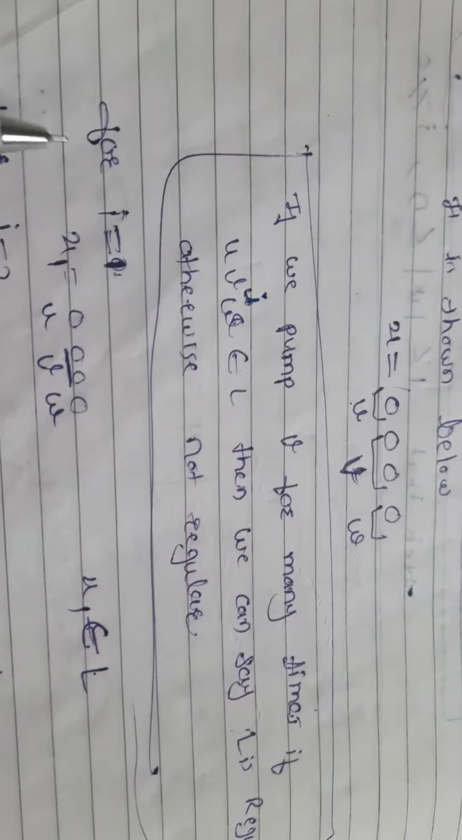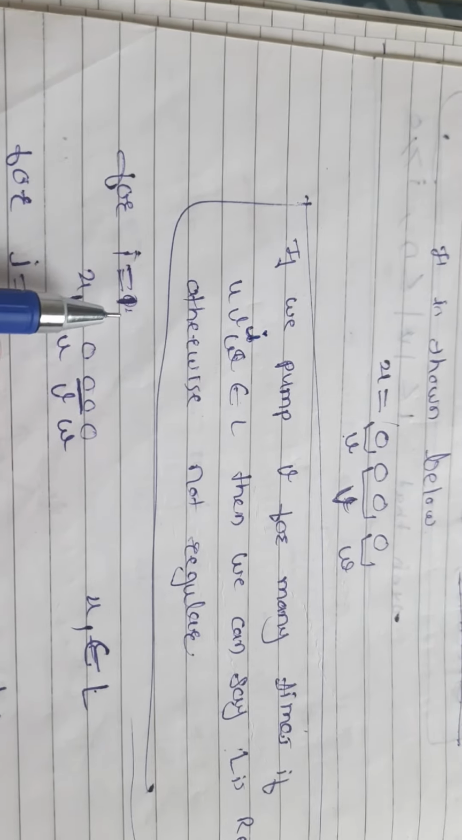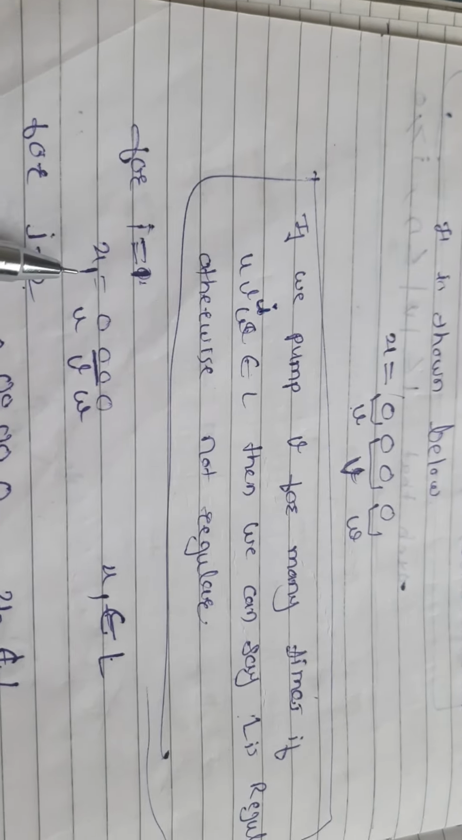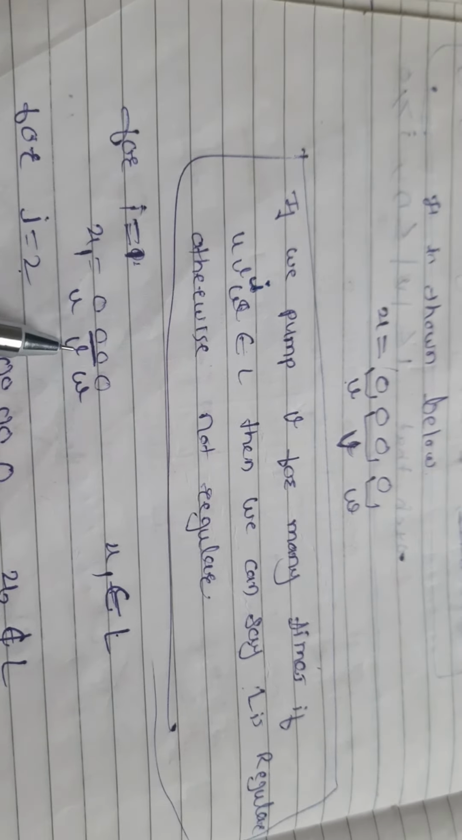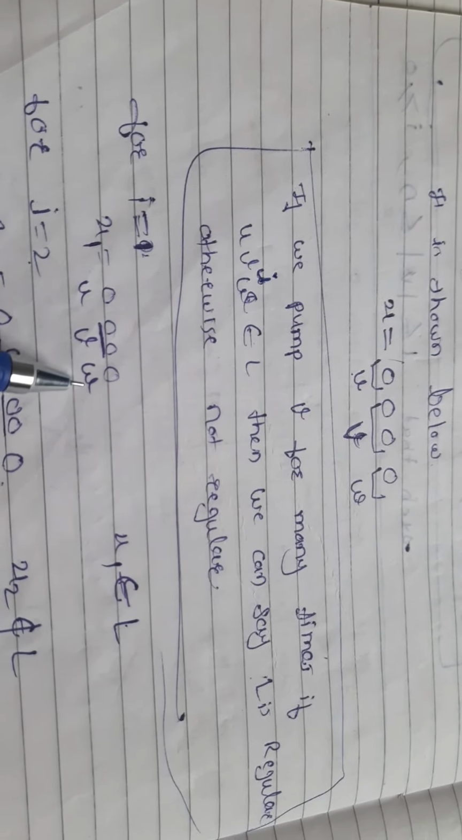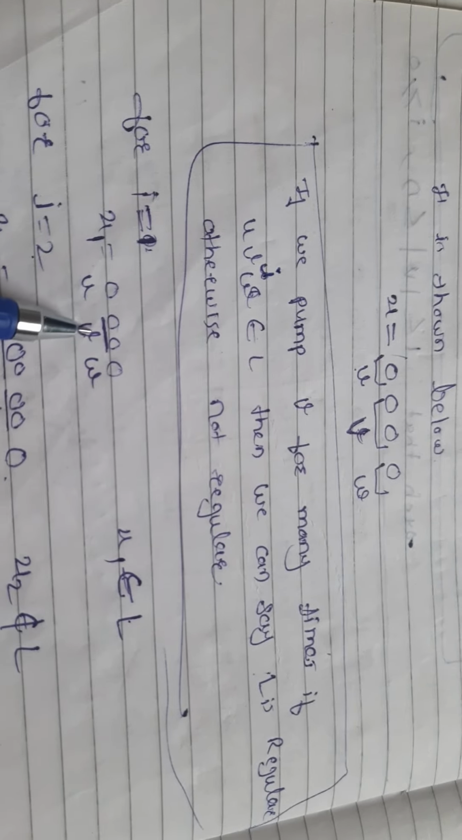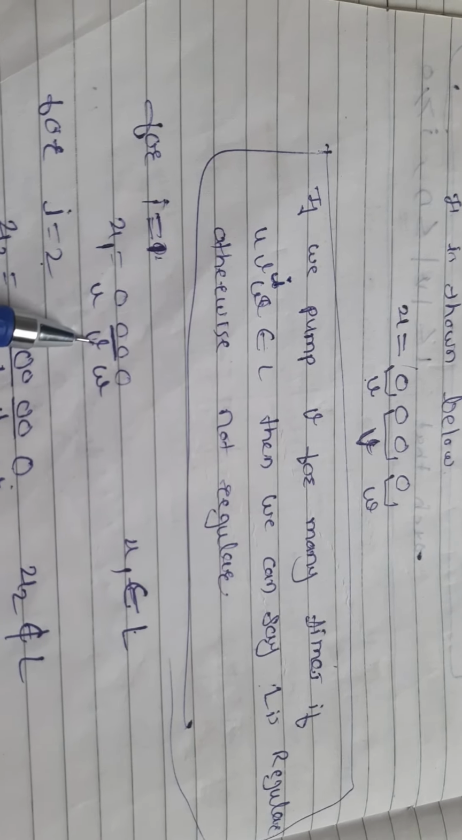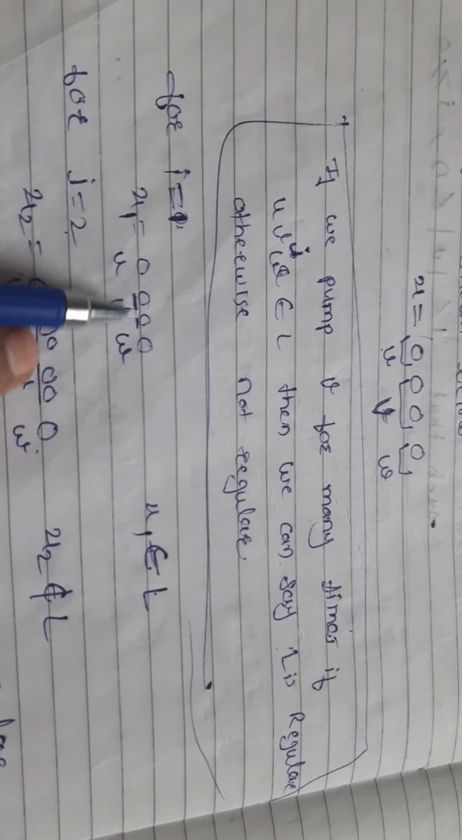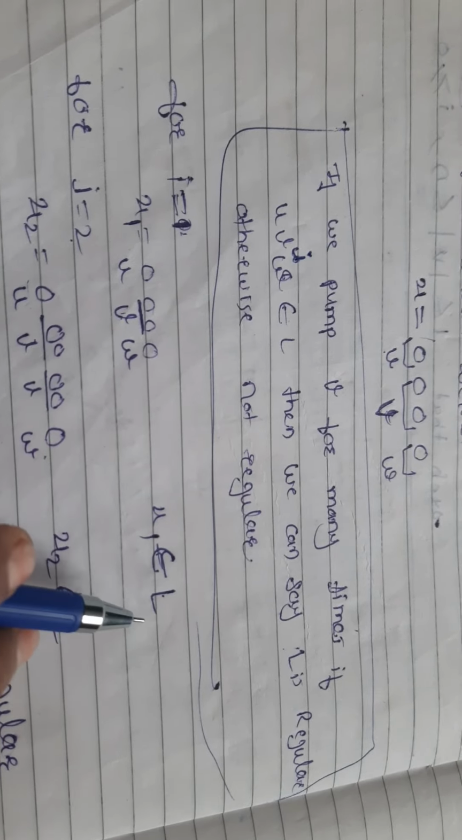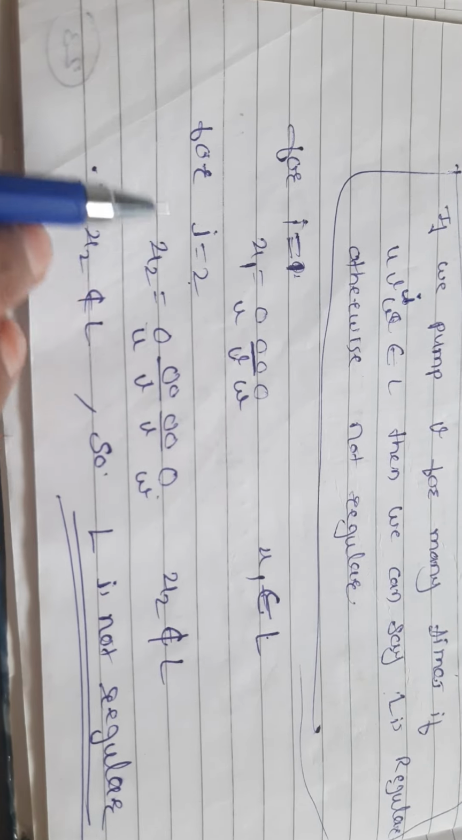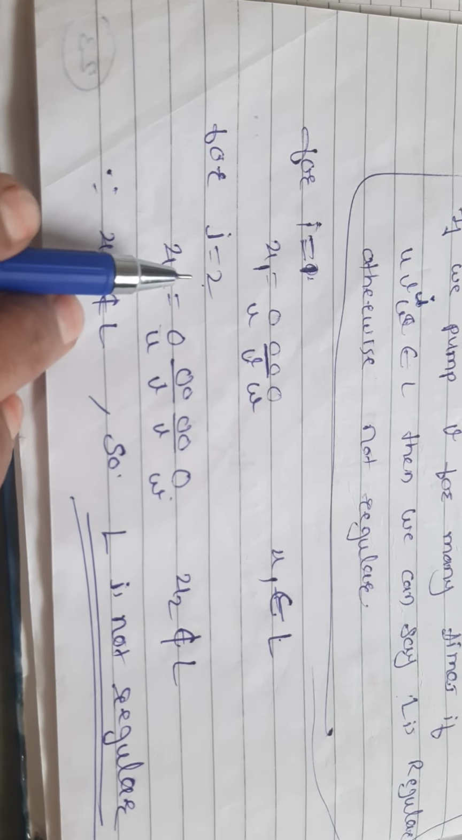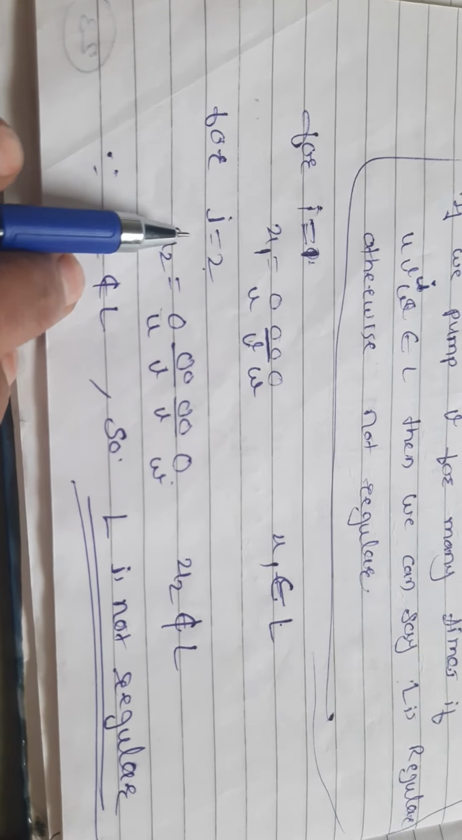Now for i is equal to 1, we will get the new string x1 is equal to u v raised to power i w. The value of i is 1, so that means we have to write v once, that is 0 to the power 4. So x1 belongs to L. Then let's see for the other values of i. You have to continue till it gives an invalid string.